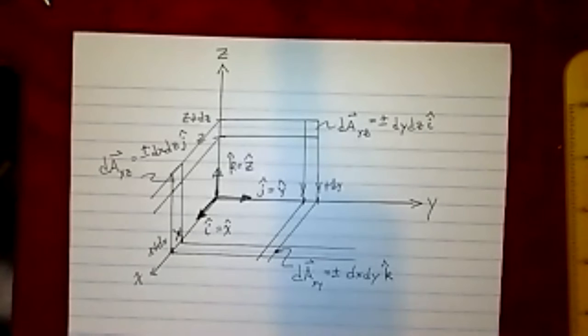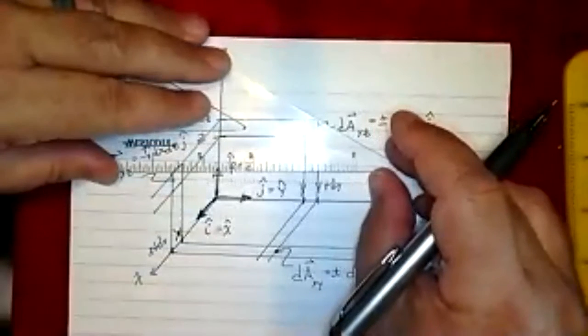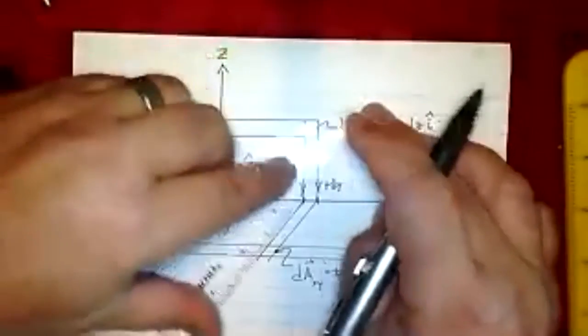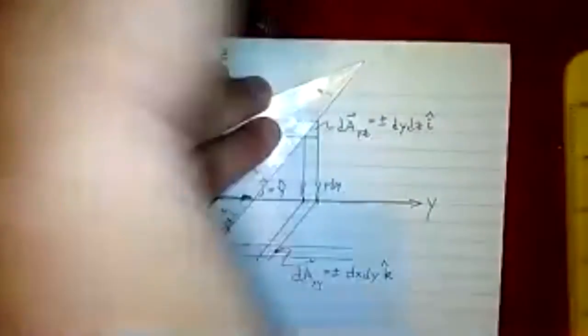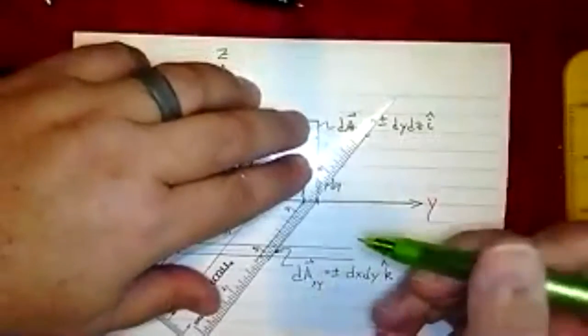If you actually combine all these, you'll get an actual volume element, which I can do by this. Let's do this vector right here. Actually, let me switch colors a little bit, make it maybe a little bit easier to see.